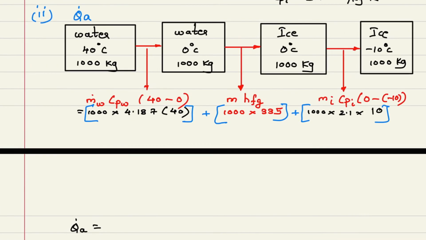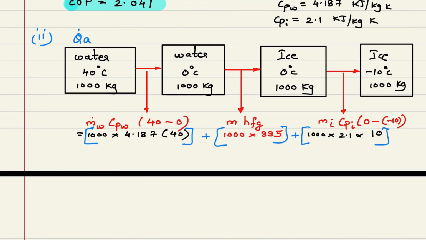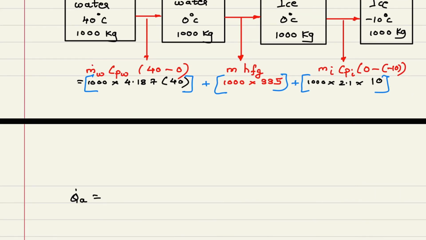This is the total amount of heat if removed from 1000 kg of water at 40 degrees Celsius. It will get converted to ice at 1000 kg and temperature is -10. So this much amount of heat has to be removed. So we'll add this and calculate total Q dot A. So this is 523.48 into 10 raised to 3.